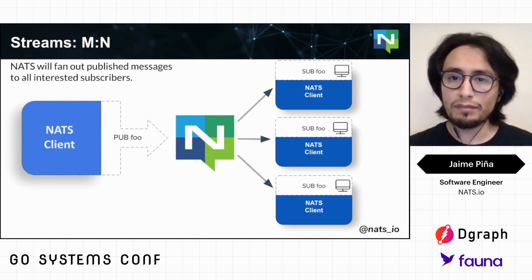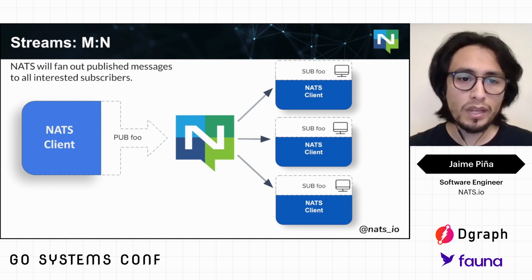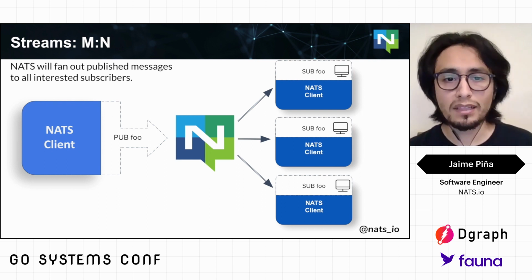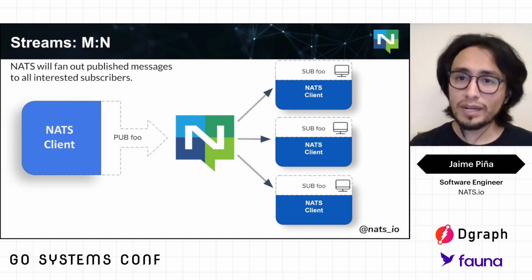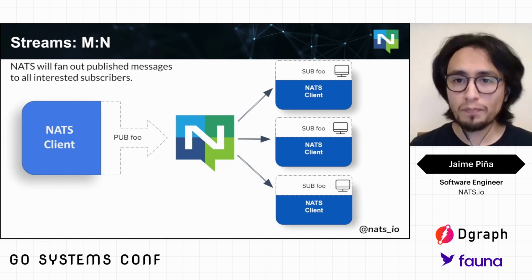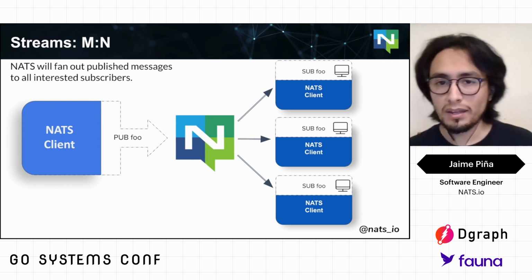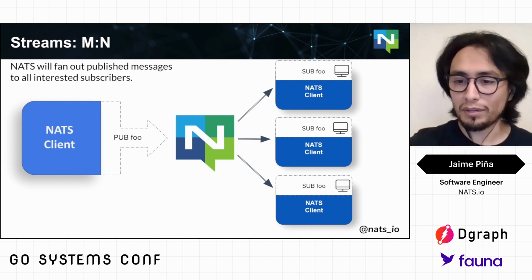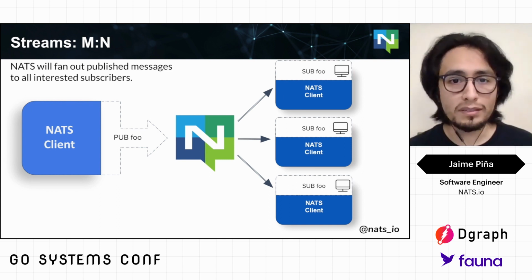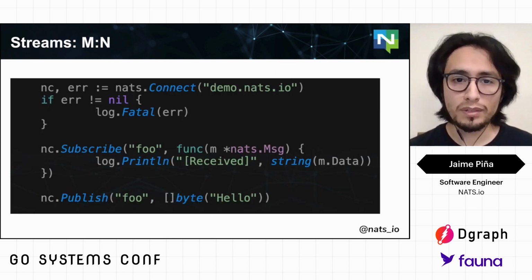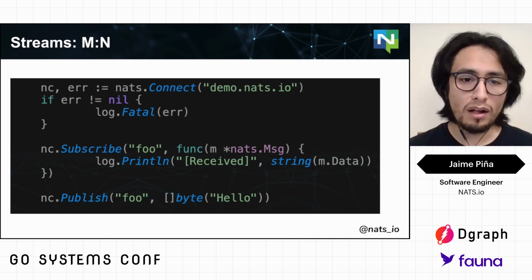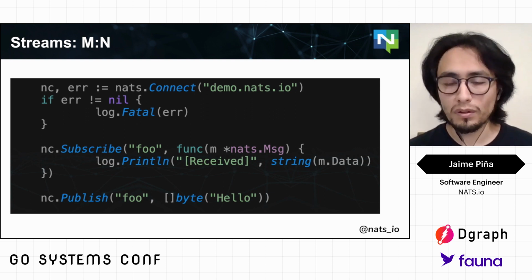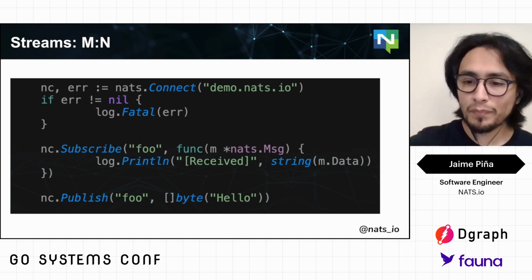In this diagram, we have an example of streams. On the left-hand side, we see a NATS client that's publishing data on the subject foo. On the right-hand side, we have 3 clients that are listening to foo, and they each get a copy of foo. They can react to that however they want. The code for that is pretty straightforward. You connect to the server, and then you either subscribe or publish. There's no boilerplate at all. Both of these calls happen asynchronously, so that handler will fire asynchronously when it receives a message.